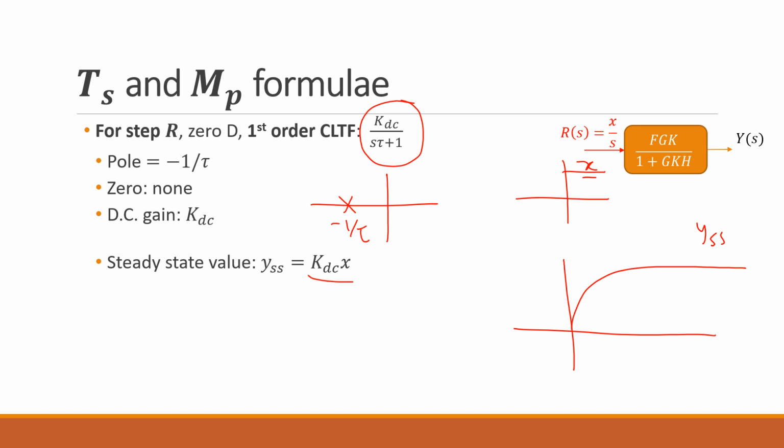The time taken for you to go from 0 to 98% of the steady state value, i.e. within 2% of the steady state value, that would be called the settling time, TS. And the approximate formula for settling time is 4 divided by the magnitude of the pole, which is 4 times tau. The overshoot is how far you go beyond the steady state value, and then you didn't go beyond the steady state value at all, so the overshoot is 0.